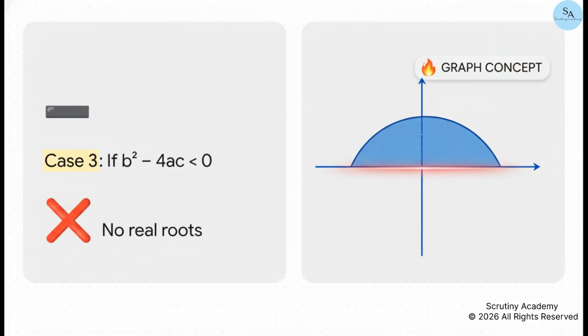And last but not least, case 3. If D is less than 0, a negative number, then there are no real roots. Simple as that. We get what are called imaginary roots. And the graph makes this crystal clear, right? The curve is just floating around either completely above or completely below the x-axis. It never touches it at all.